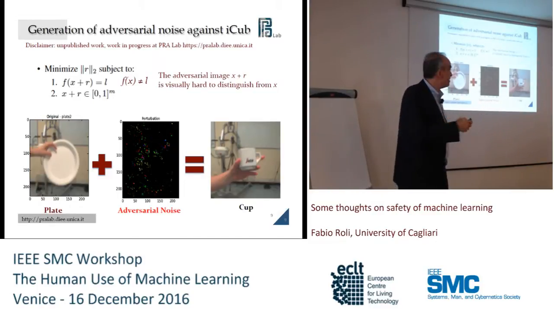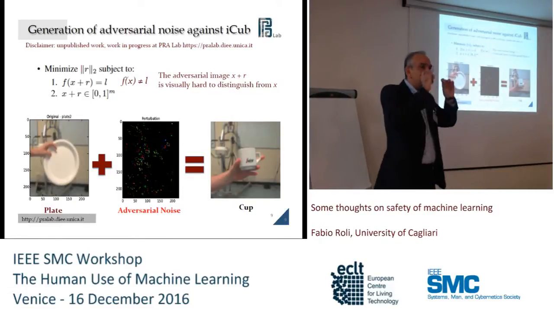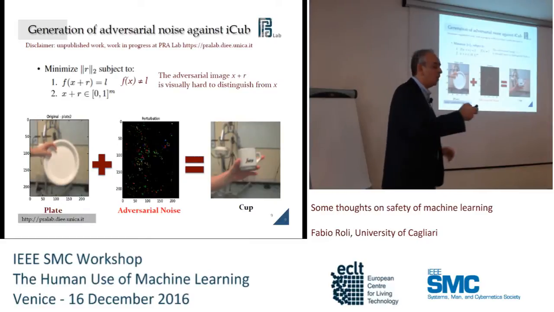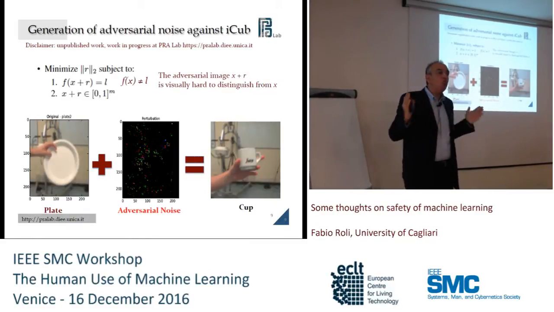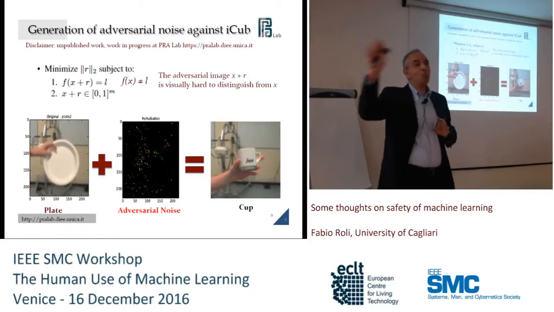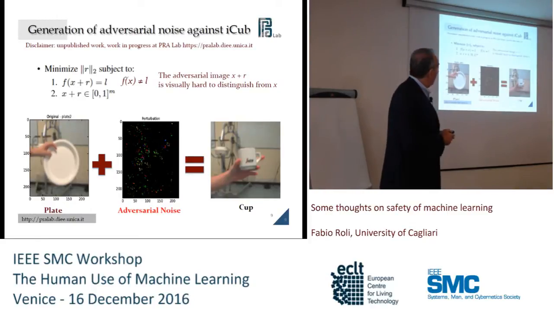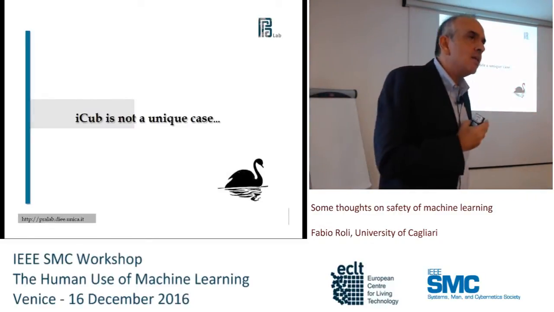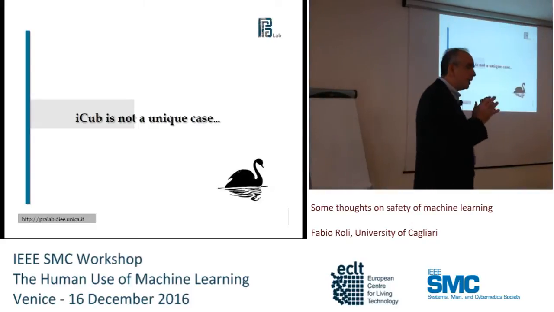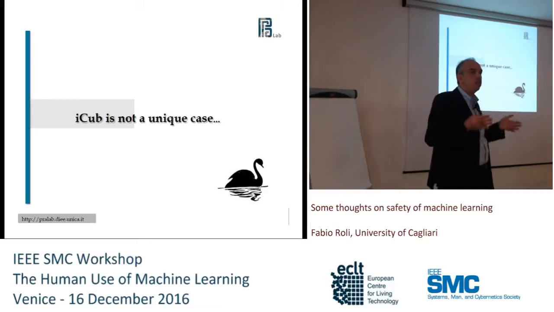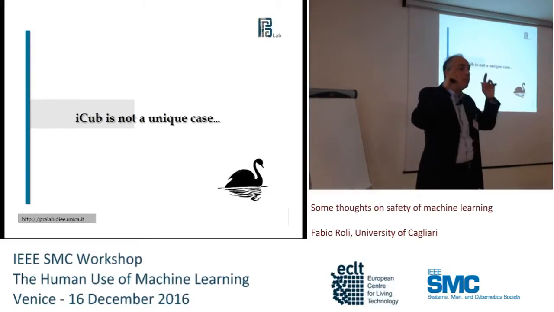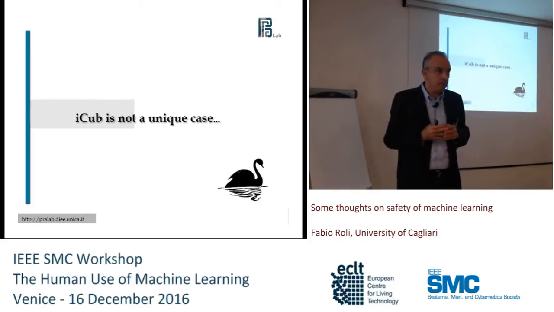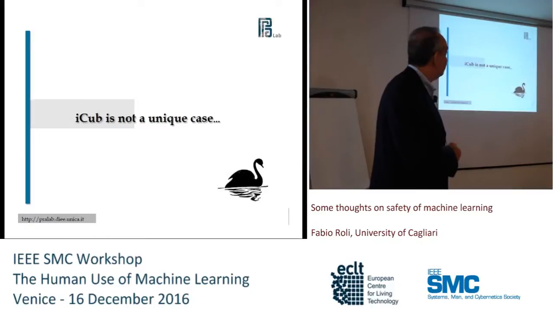But the interesting thing is that if I add these slight variations, slight noise, to the original image, for us humans, the image is exactly the same. You cannot distinguish. But for iCub, it's completely a different object. It's not only a problem of this humanoid robot. It's not a unique case, this strange situation. If we consider in other settings the performance of deep neural networks against this kind of adversarial images, we find that there are other interesting situations.